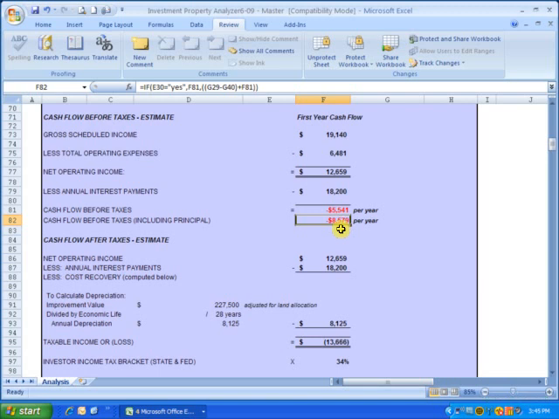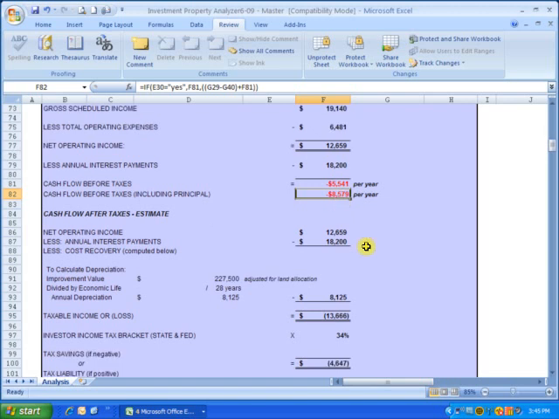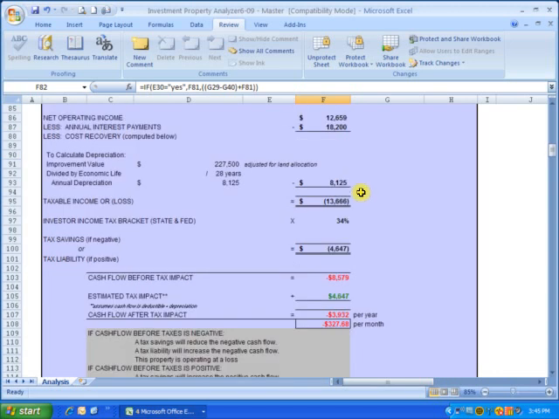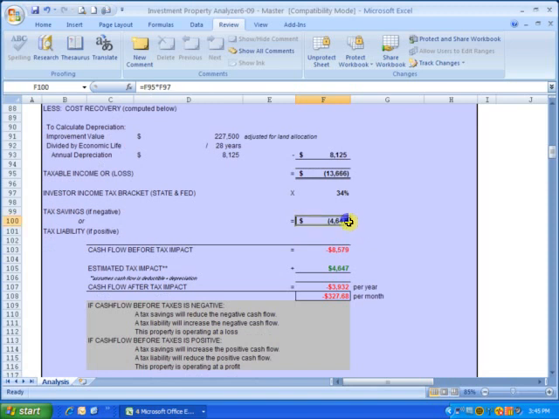Now we separate those out because when you really think about principal reduction, that is money you will get back someday. It's paying yourself back. Then we want to look at the after-tax cash flow. The biggest tax benefit that investors receive is the ability to depreciate the property. In this example, you'll see they have a tax savings of $4,647 each year. Now this will offset their cash flow before taxes.